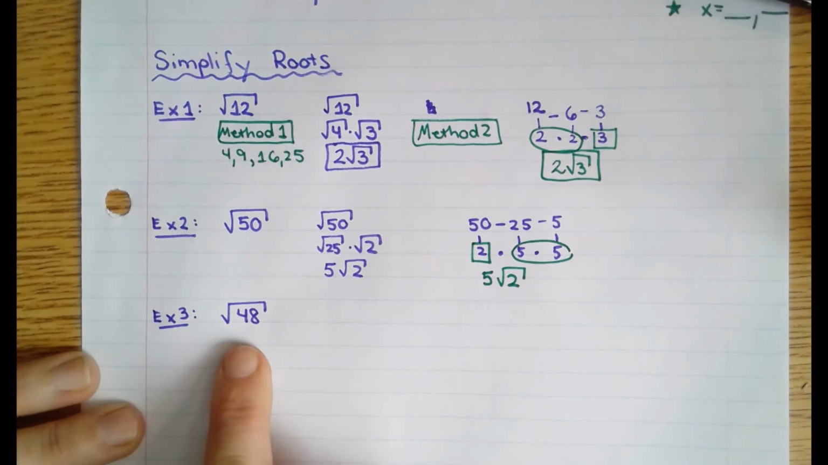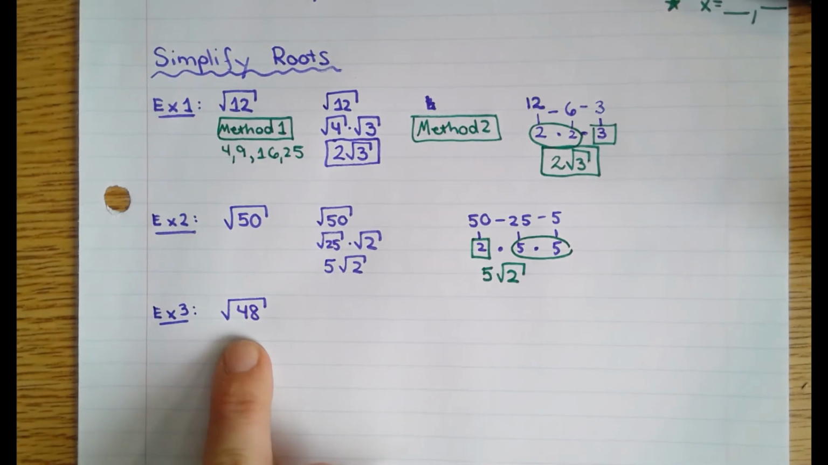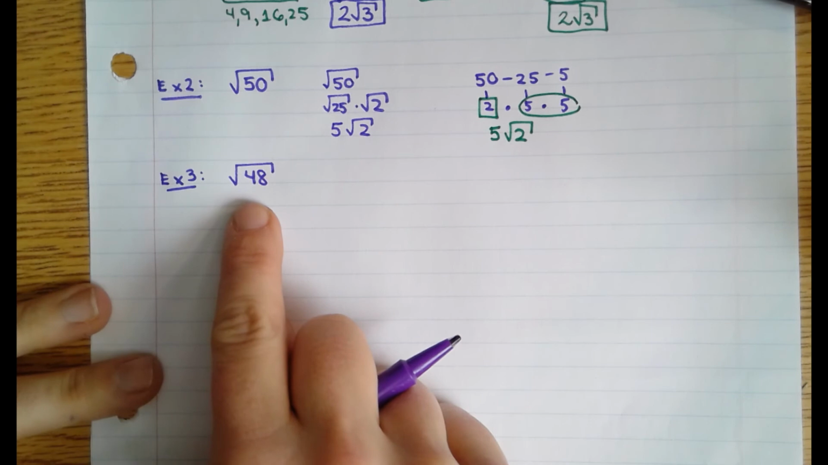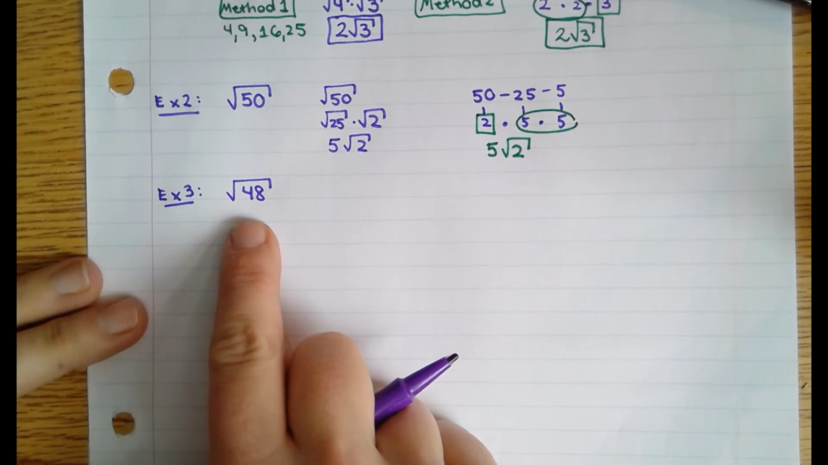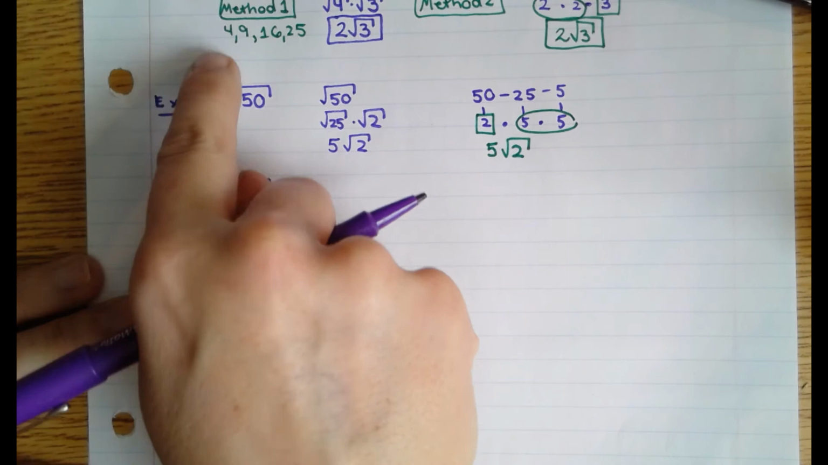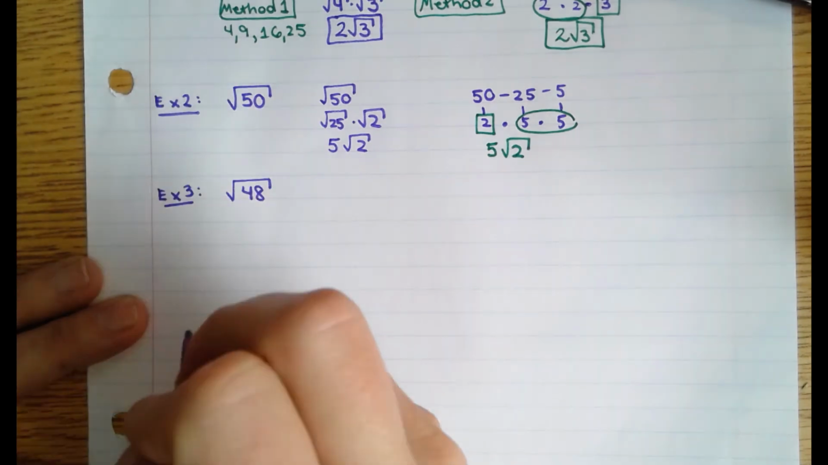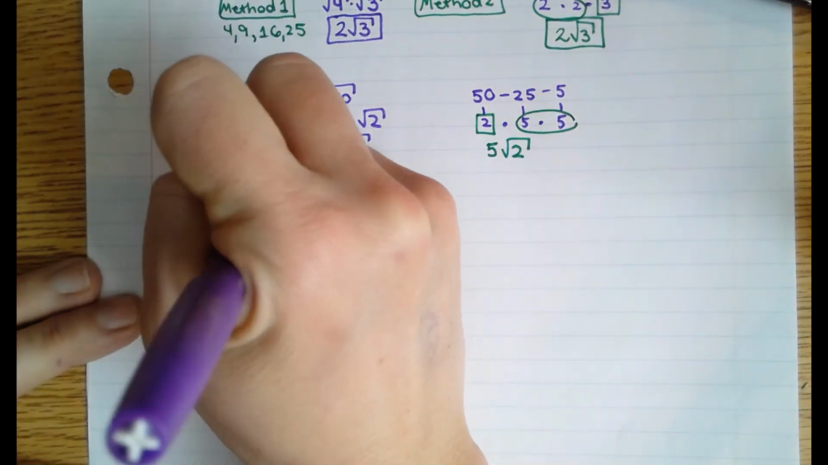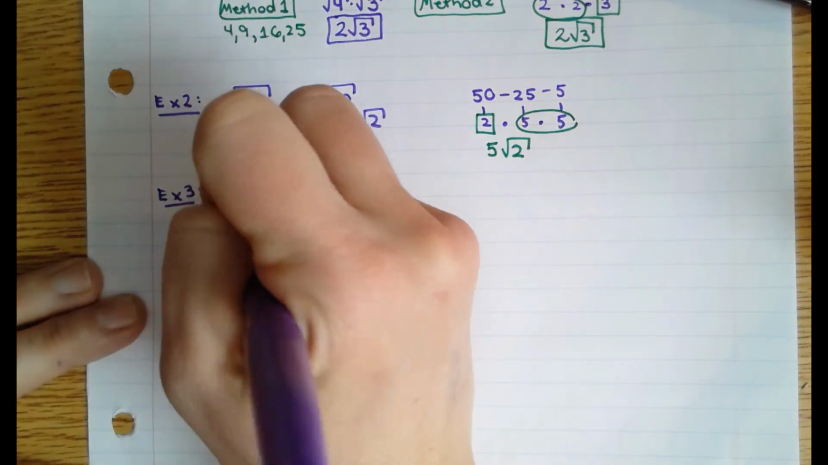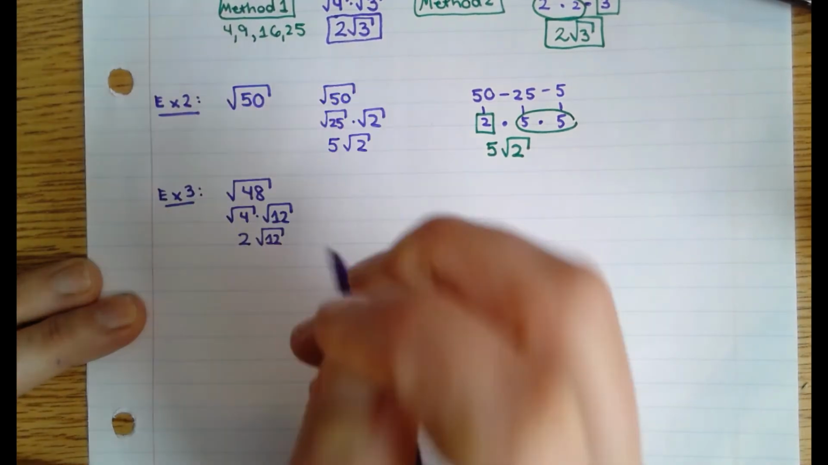Okay, number 3, square root of 48. Most times, students don't recognize on this number the biggest perfect square that goes into it. So a lot of times they start with 4. And we get 4 times 12. And then we simplify it down to 2 root 12.